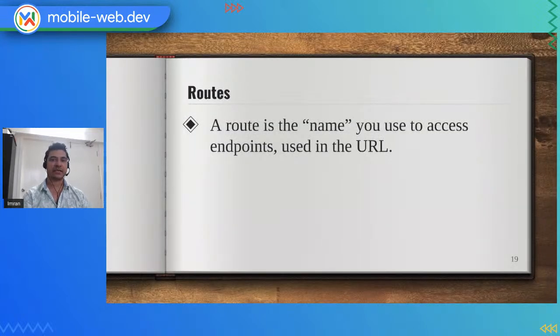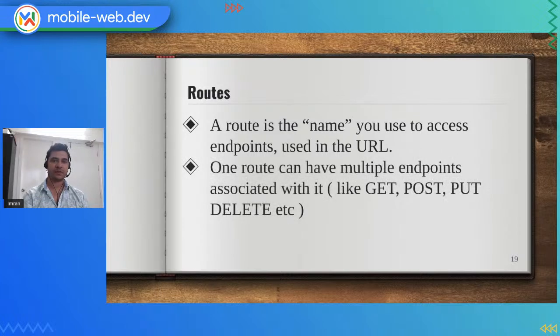And a route is the name you use to access the endpoint used in the URL. One route can also have multiple endpoints associated with it, like get, post, put, delete. Which means that if it's at /posts, we can have multiple endpoints with the same route, but they can do different things. Like one of them can get me the post, the other one can actually create a post.